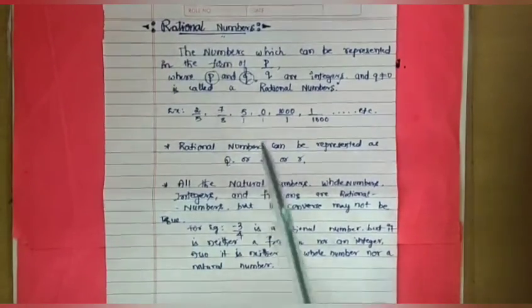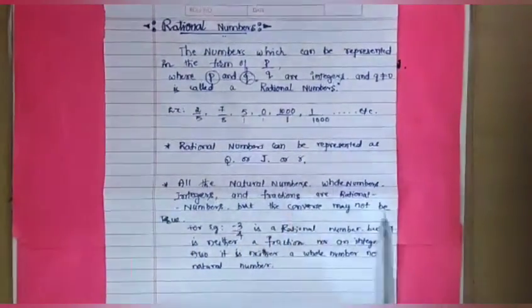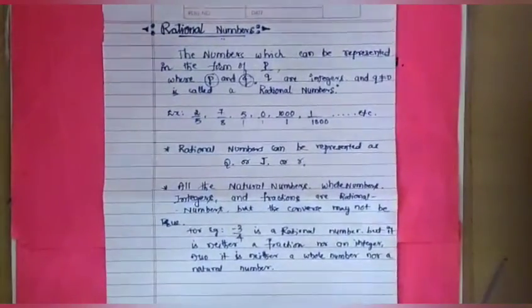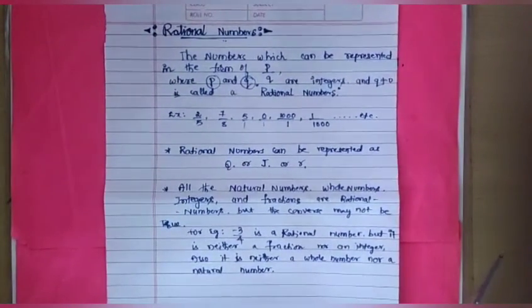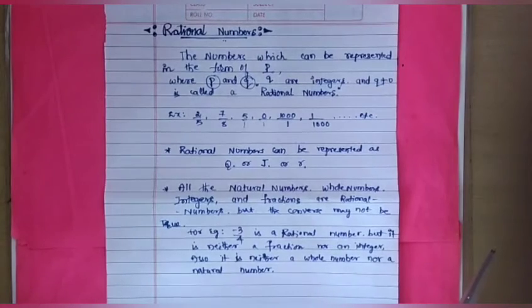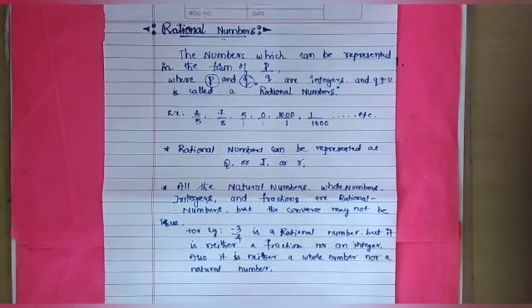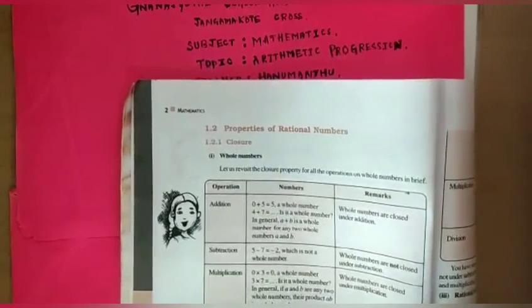Rational numbers, which can be expressed in the form p by q, where p and q are integers and q is not equal to 0, are called rational numbers. Next we have the properties of rational numbers. The first property is the closure property.